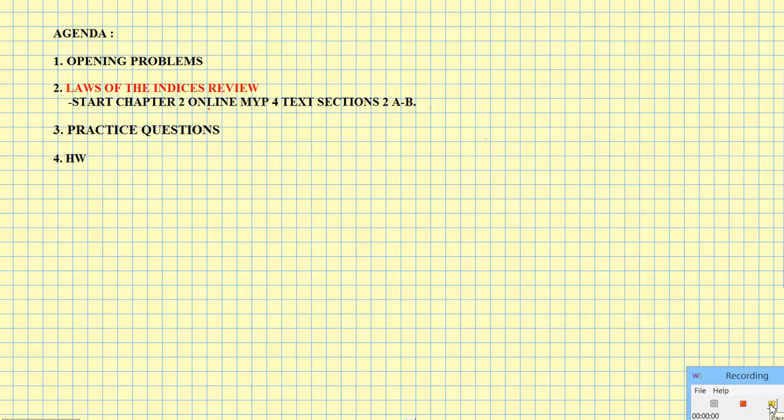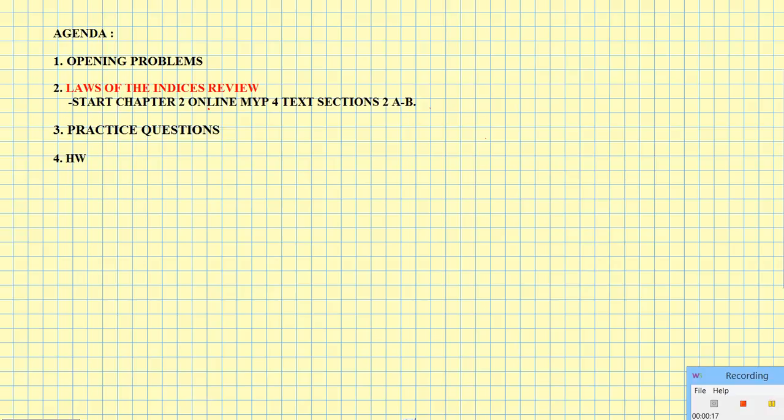Hi everyone, we are working on lesson 12, where we are looking at chapter 2 in your MYP4 book, which is going to be talking about all the laws of the exponents, or the laws of the indices.